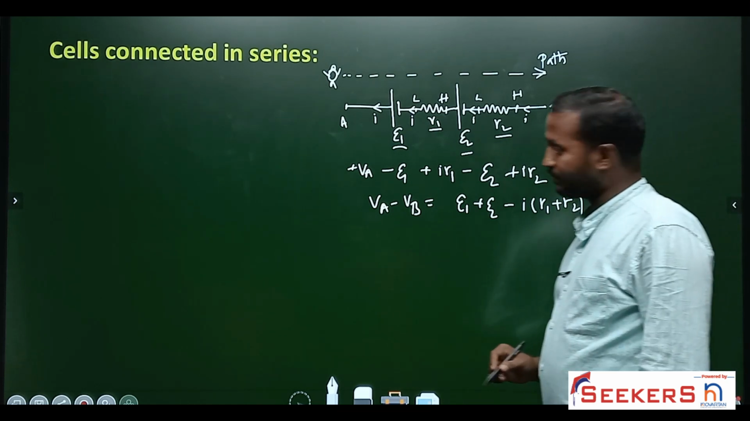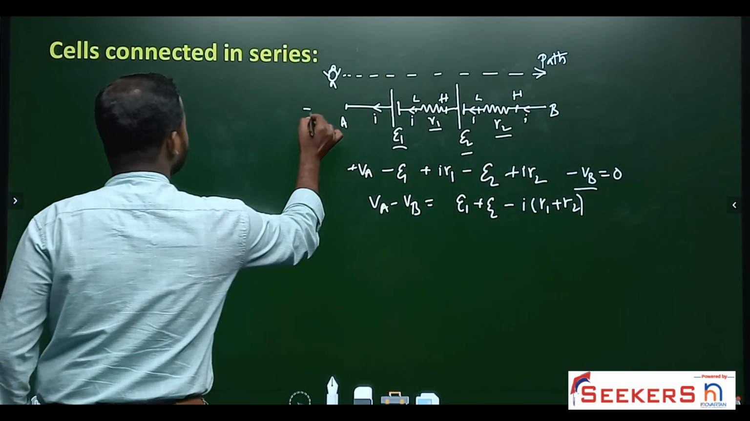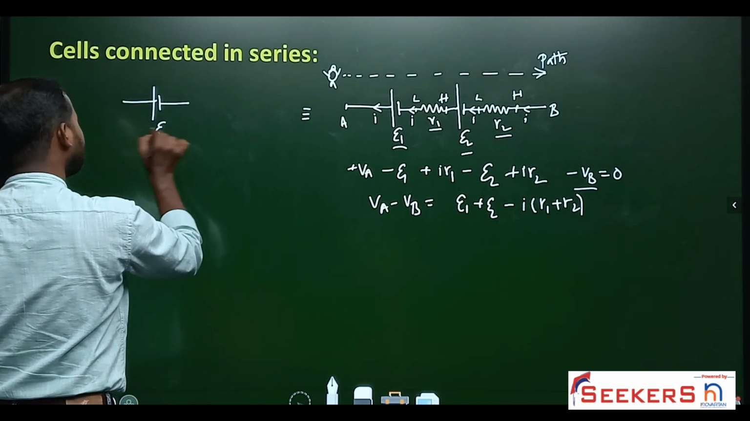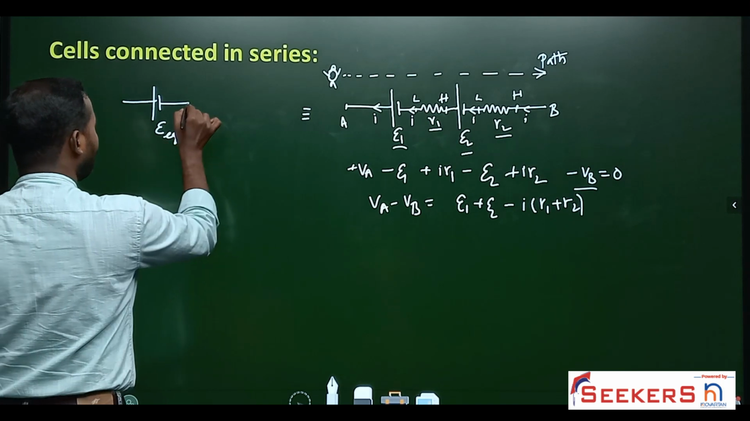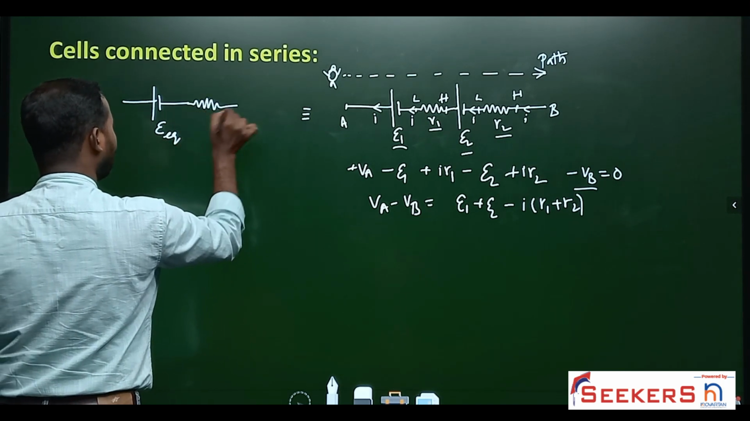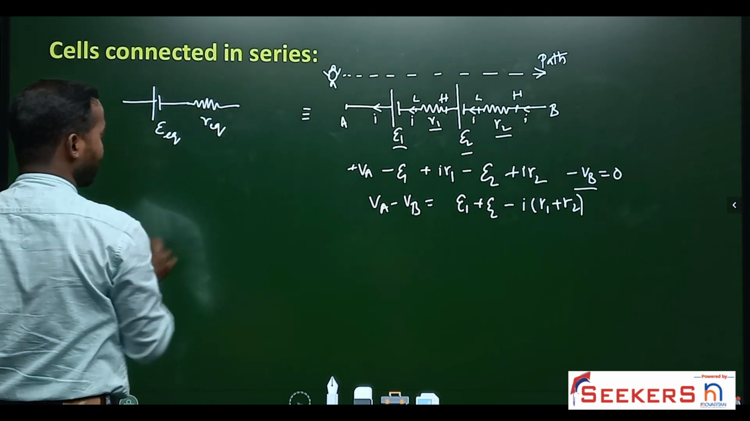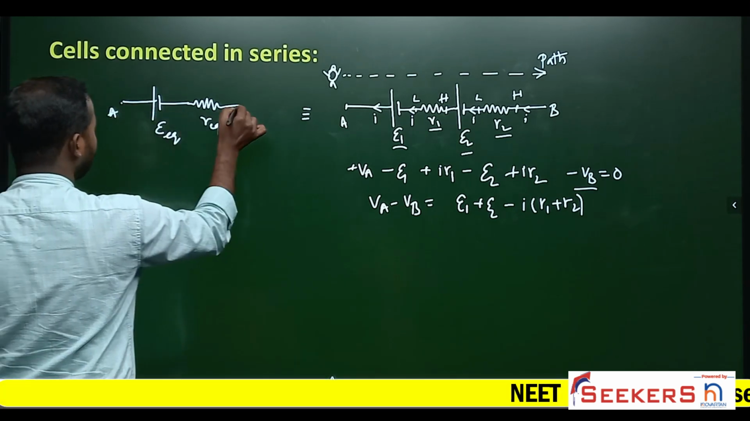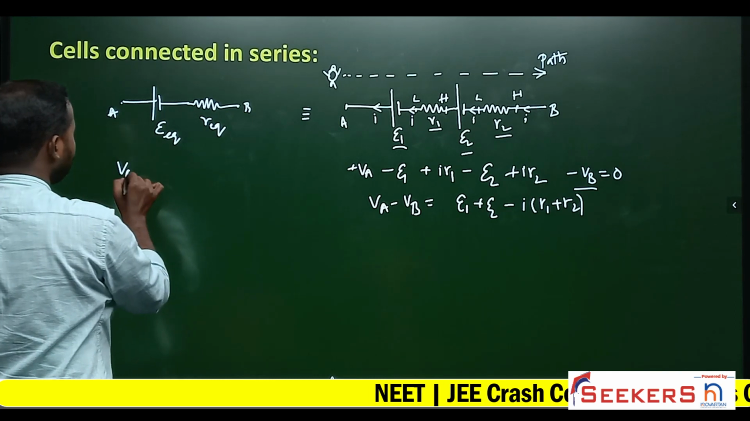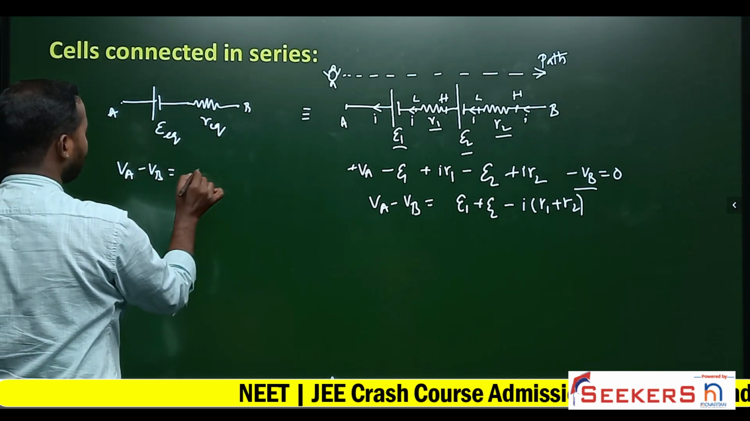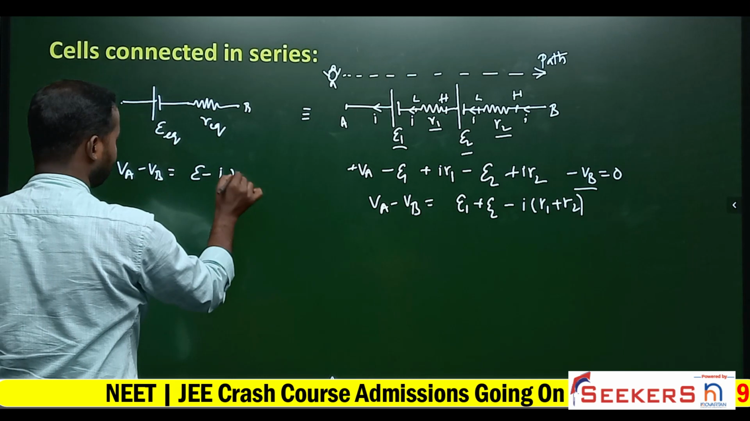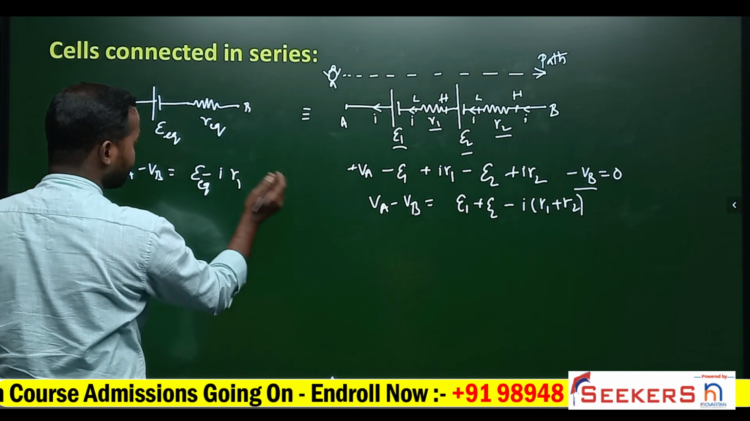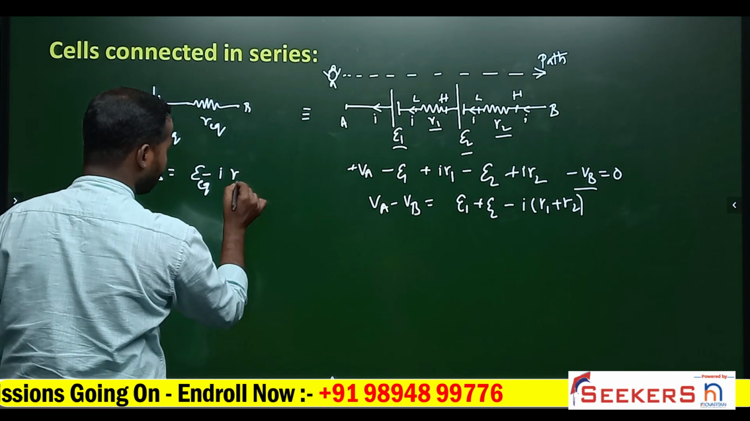Now instead of having the two cells, if I have only one cell which has EMF say E equivalent and internal resistance say R equivalent, then again if I just apply the same thing, let us say this is A and that is B now. So VA minus VB will turn out to be E minus IR, just now we have discussed in the last slide. This is E equivalent minus I R equivalent.